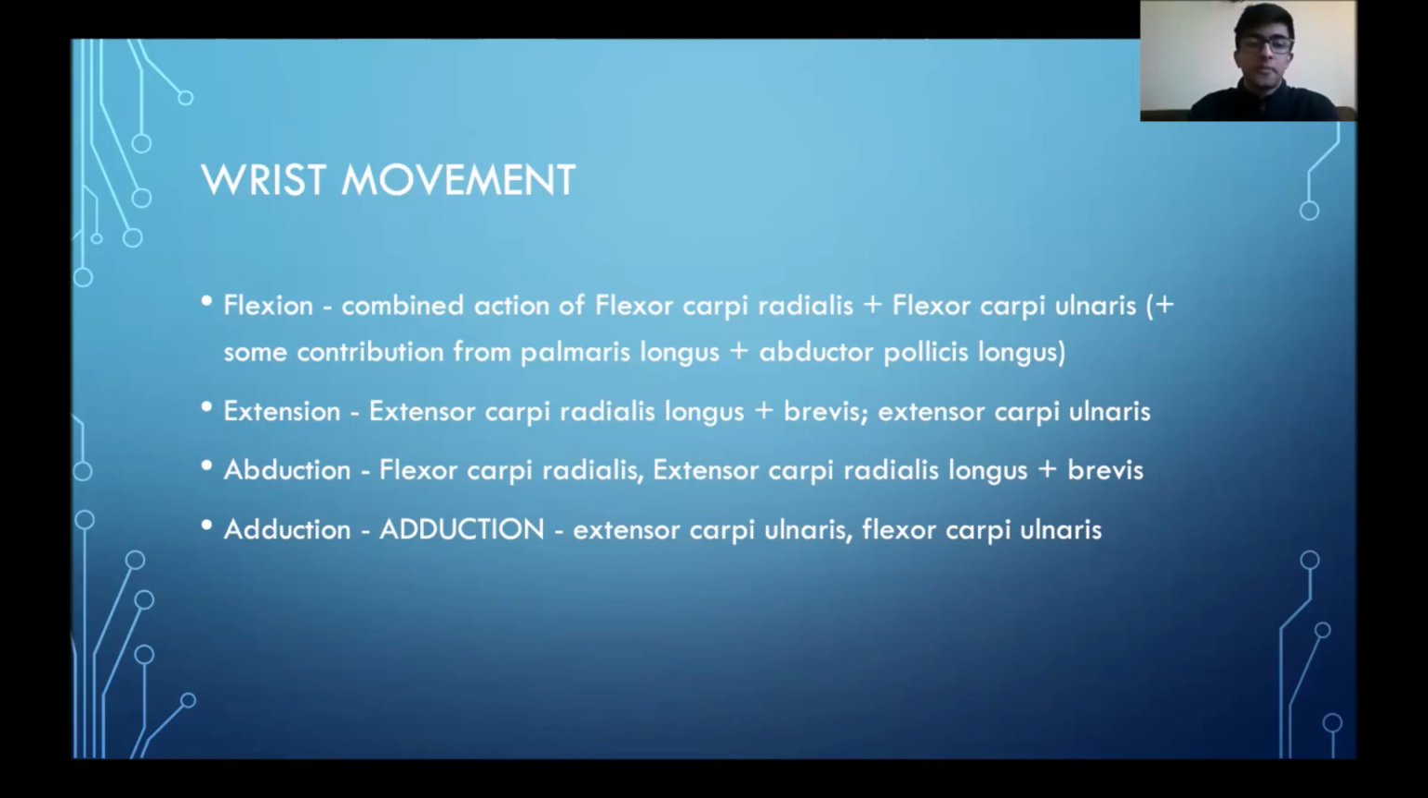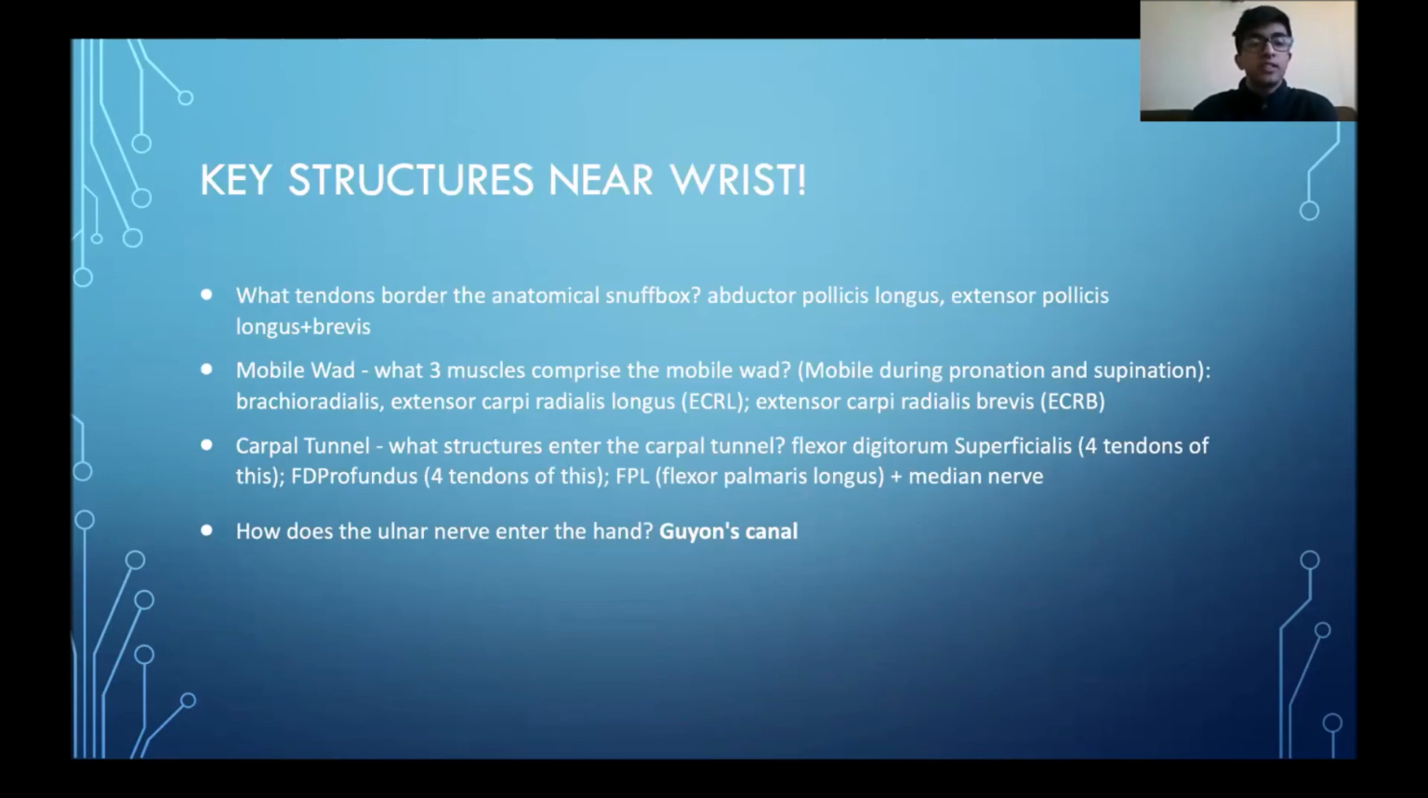Next slide, please. Okay, key structures near the wrist. This is something I really want you guys to understand. You have an anatomical snuff box, and you have tendons that border it. I'm pretty sure, if I'm not wrong, the anatomical snuff box is like this bit, that bit. And that makes sense.